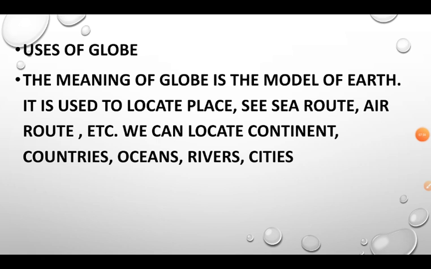Now uses of a globe. The globe is a model of Earth. It is used to locate places, sea routes, air routes, etc. We can locate continents, countries, oceans, rivers, cities, as I already explained to you in the beginning of my class, right? Same thing, equator, longitude, latitude. These imaginary lines help us to locate places. They give you an accurate location of the place.